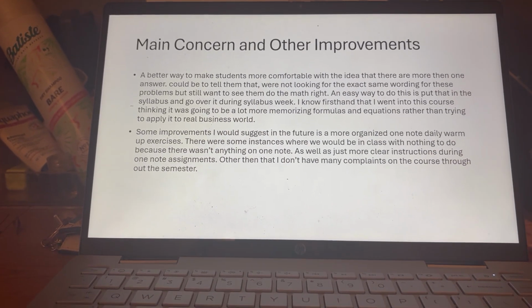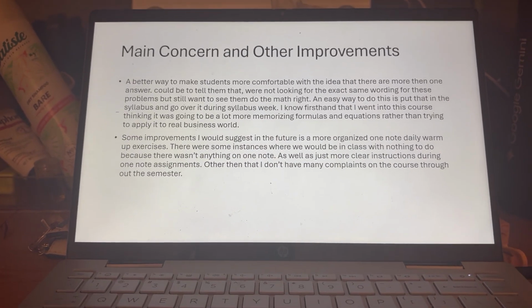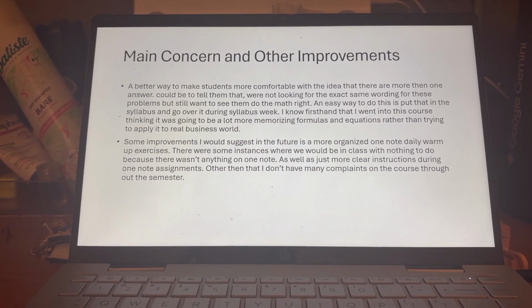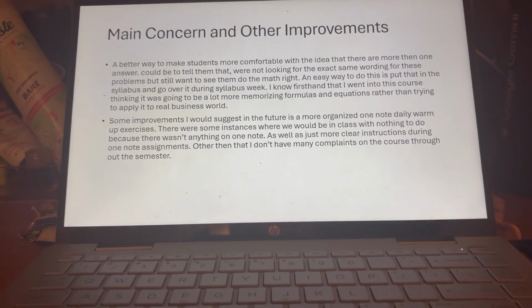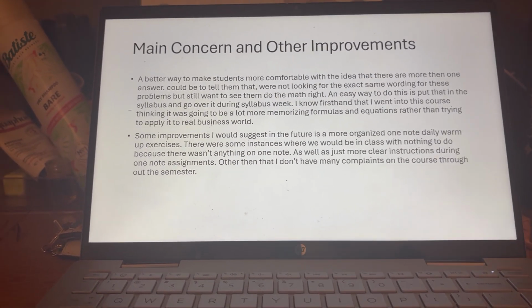But other than that, I don't really have many complaints about the course. I thought it was done pretty well. The professors and the instructors were really helpful. And I feel like everybody got a good understanding of what to do in the world of business and how to apply the stuff that we learned.